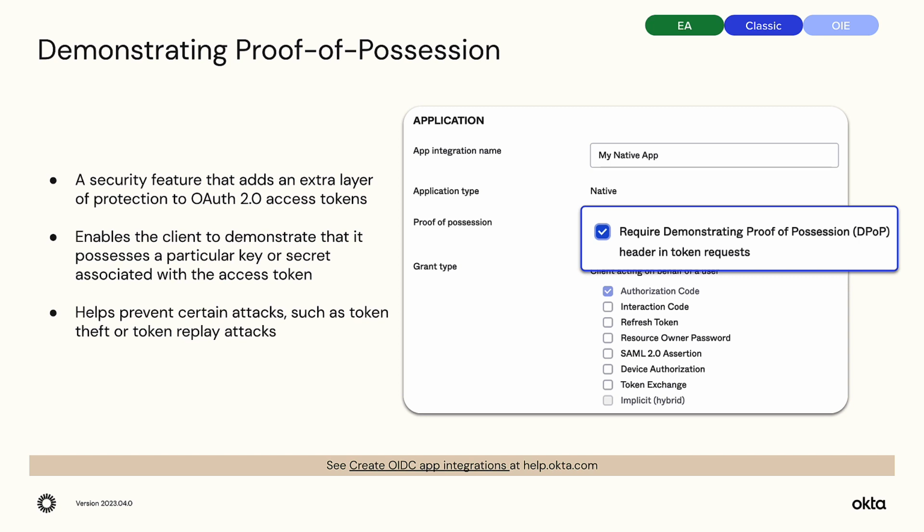Demonstrating proof of possession. OAuth 2.0 Demonstrating proof of possession is a security feature that adds an extra layer of protection to OAuth 2.0 access tokens. It enables the client to demonstrate that it possesses a particular key or secret associated with the access token. OAuth 2.0 DPoP can help prevent certain attacks, such as token theft or token replay attacks, where an attacker intercepts a legitimate access token and uses it to gain unauthorized access to a protected resource.